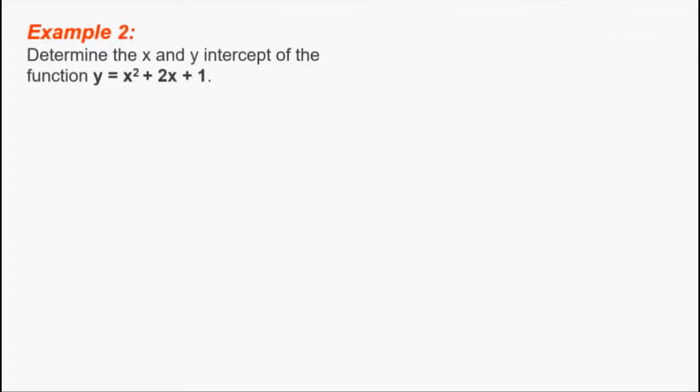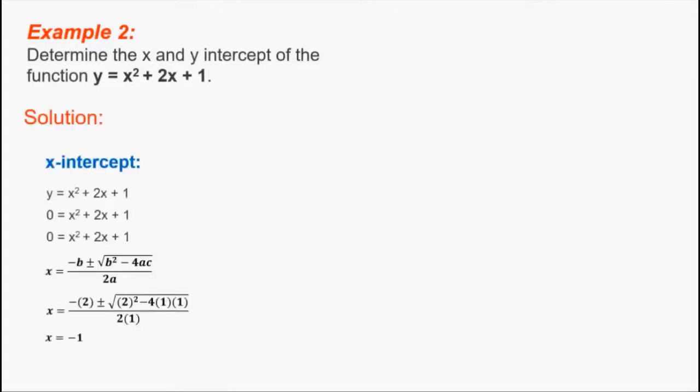Let us have another example. Determine the x and y intercept of the function y is equal to x squared plus 2x plus 1. Same procedure tulad kanina. This time, ang nakuha natin na value ng x is equal to negative 1. Ito ang ating x-intercept. For the y-intercept, we have y is equal to 1. Ito ang ating y-intercept.